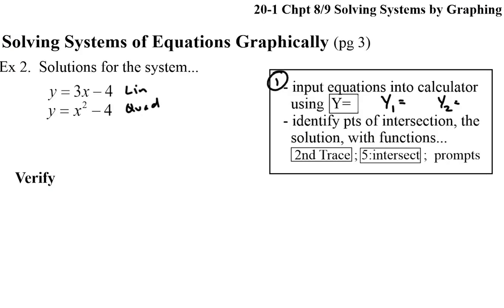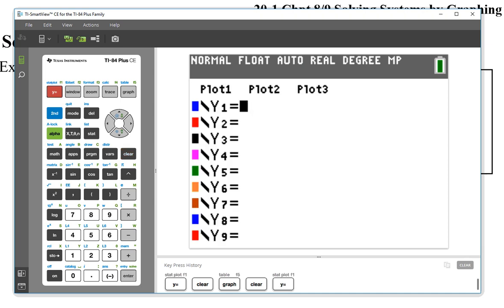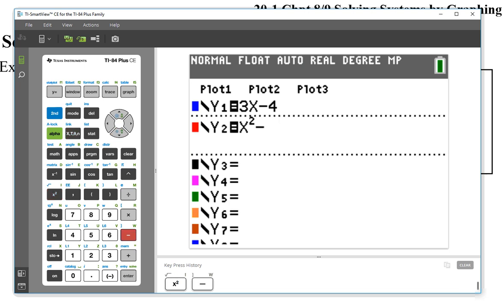I don't want to do the wrong question because that will mess people up potentially. So we want to go to our y equals. Our first equation that will create the first graph is y equals 3x minus 4. I want to scroll down to y2, and I want to graph x squared minus 4. There's my two equations that can be turned into graphs.